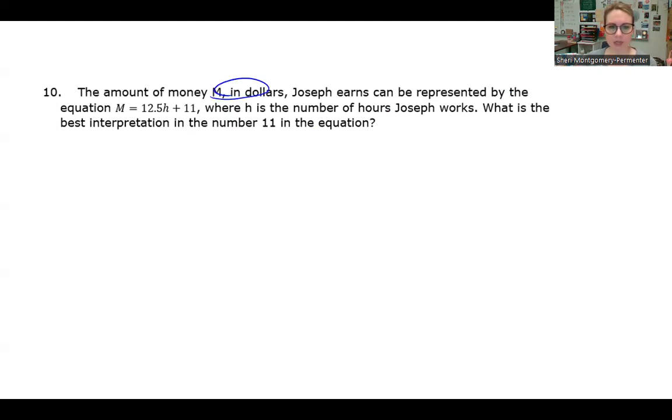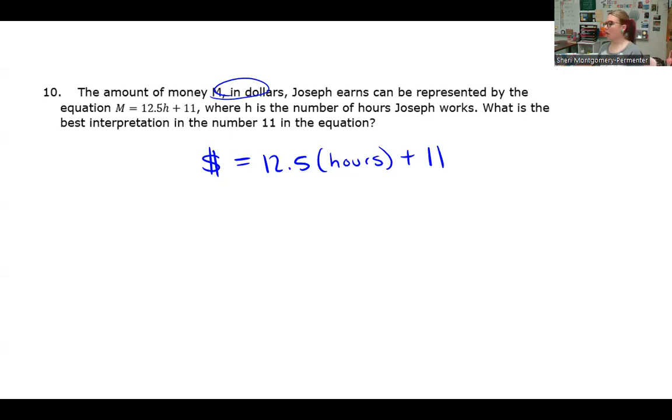It tells us that M is dollars. That's what he's making. So that's the money he's making, is equal to 12.5. What does the H represent? Hours. Plus 11. So pretty much it says that the money he makes is $12.50 an hour plus 11. So your hourly is $12.50, right? And then we're adding something to it, right?